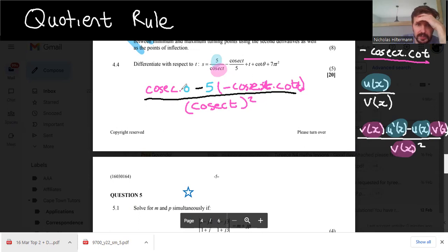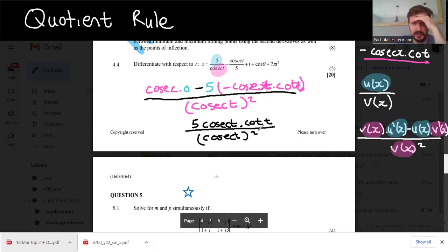Okay, so in order to tidy up, cosec x times 0 is just 0. Minus times a minus is a plus, so we end up getting 5 cosec t times cot t, all over cosec t squared. So what I notice is the cosec t's cancel. One of them cancels with one at the bottom, and I'm left with 5 cot t over cosec t.